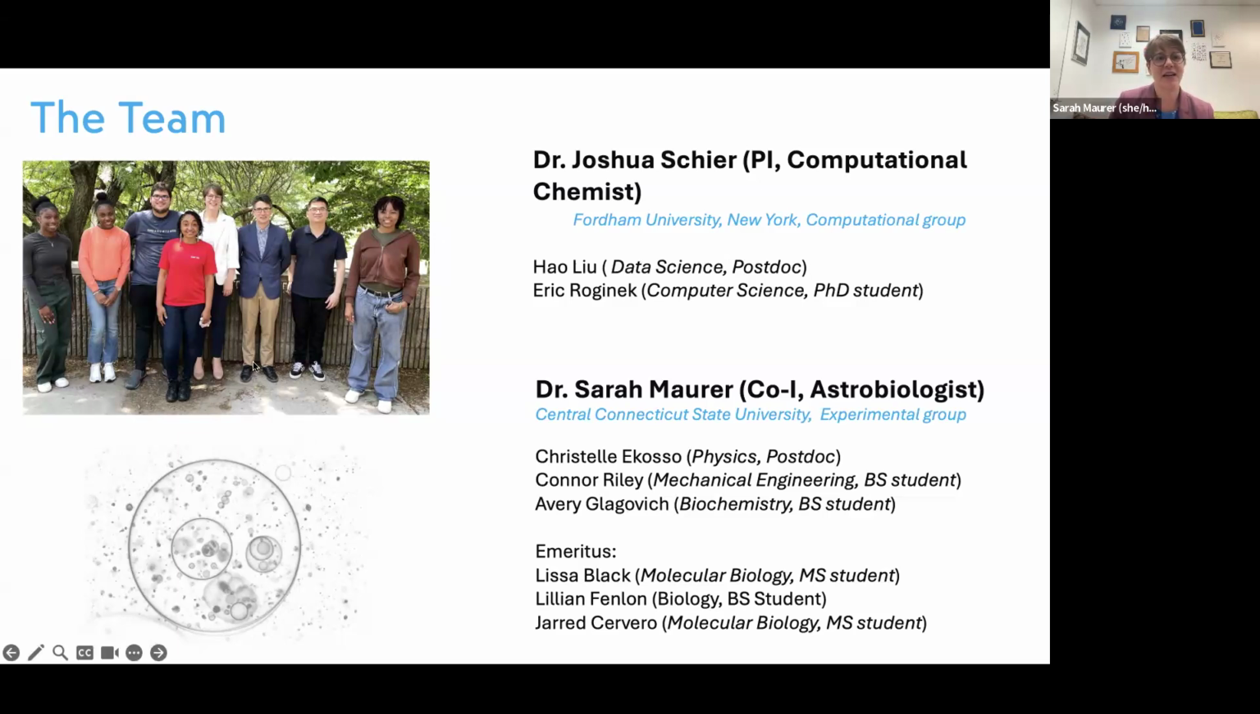And then in the center here, Joshua Schreier is our computational chemist, and his postdoc, Hao Lu, is a materials scientist who is doing a lot of the Gaussian process optimization and our machine learning side of things. And we have 2 summer students who are working with Avery doing an assay, a calorimetric assay.